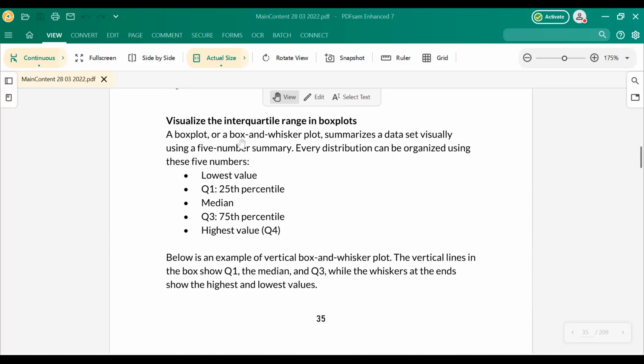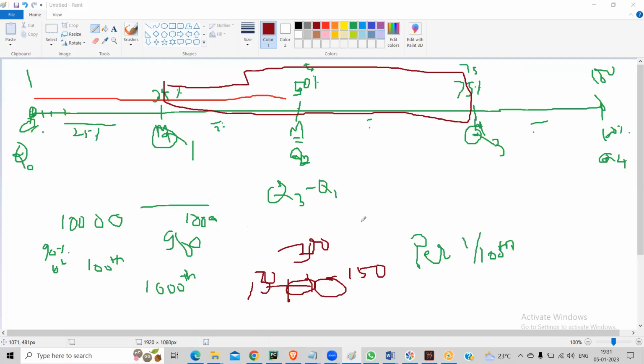Okay, so now we're talking about the next important plot. It is called box plot. What is a box plot? A box plot talks about your quartile. Okay, it talks about quartile. So let me draw a box plot and then we'll see how it looks.